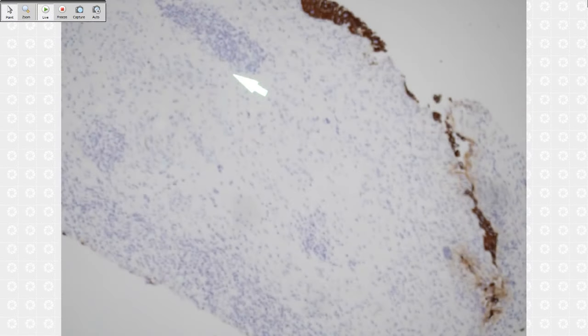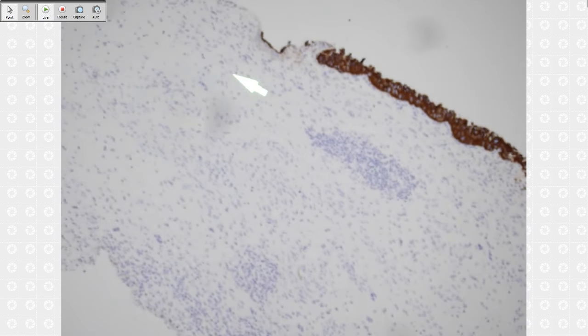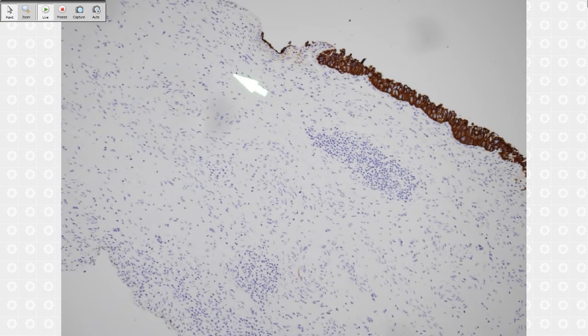So it's negative. Remember, if you do AE1/AE3 and you think this is a carcinoma but it's negative, do another one, CAM 5.2. Sometimes I saw AE1/AE3 did not work, but CAM 5.2 worked. So this one was AE1/AE3, right? You see the surface and deeper, internal control. That means that's good.